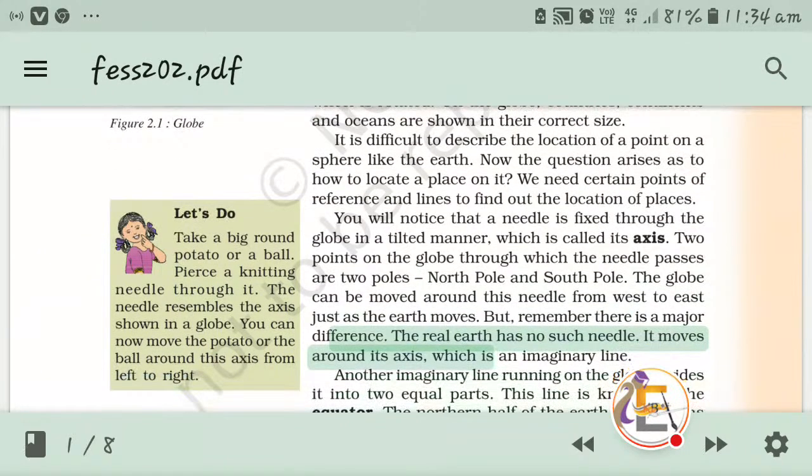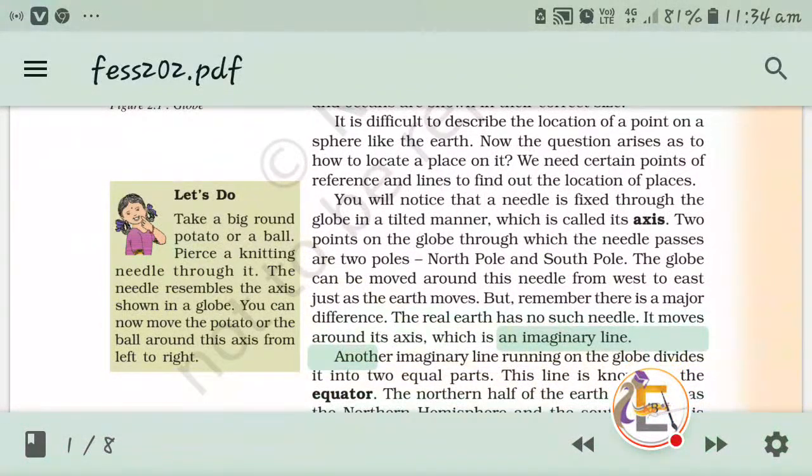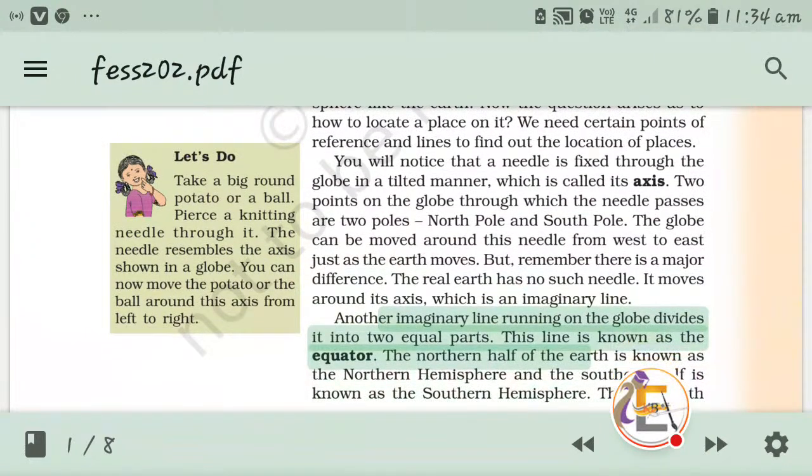Another imaginary line running on the globe divides it into 2 equal parts. This line is known as the equator. The northern half of the Earth is known as the northern hemisphere and the southern half is known as the southern hemisphere. They are both equal halves.